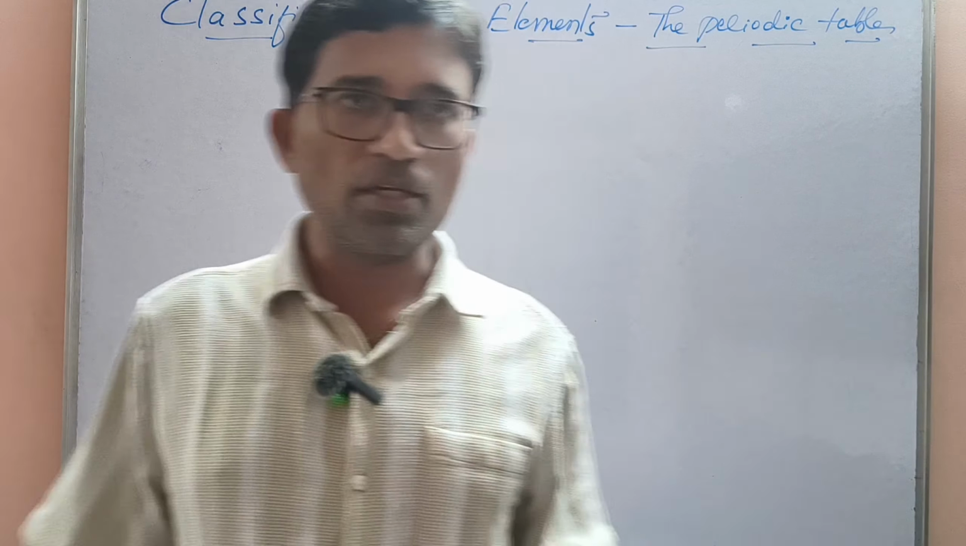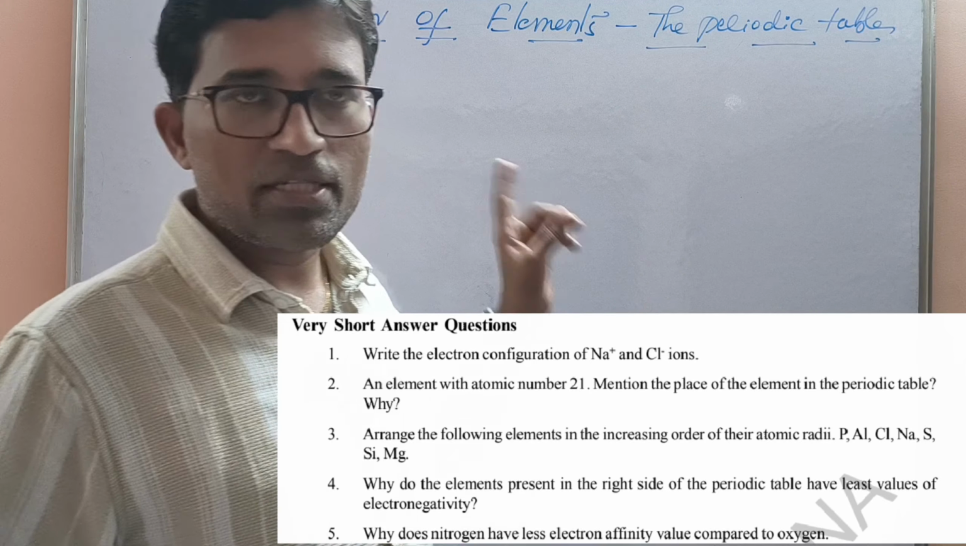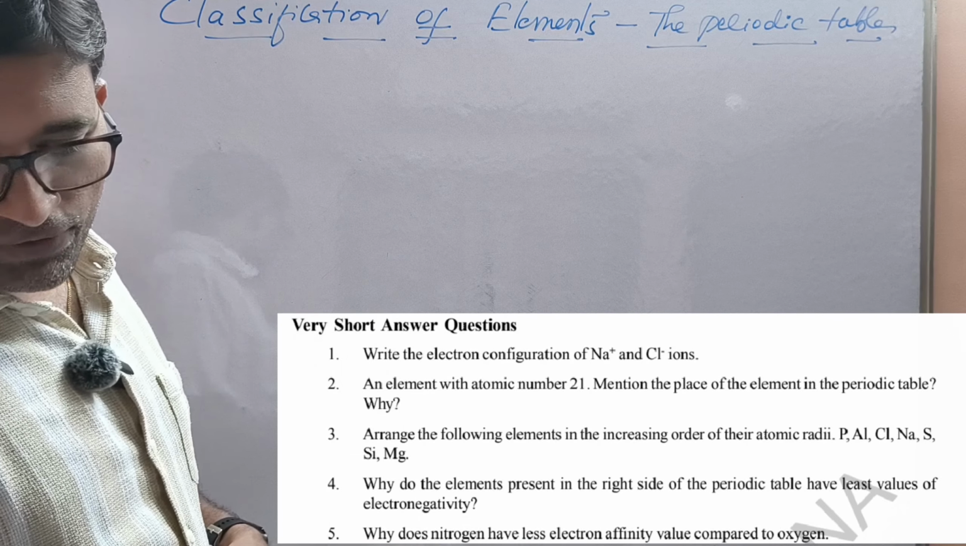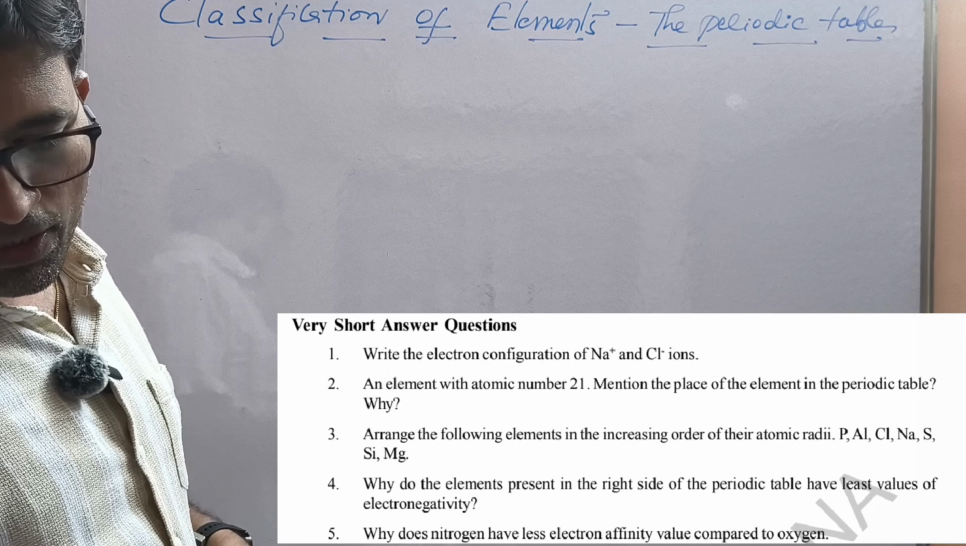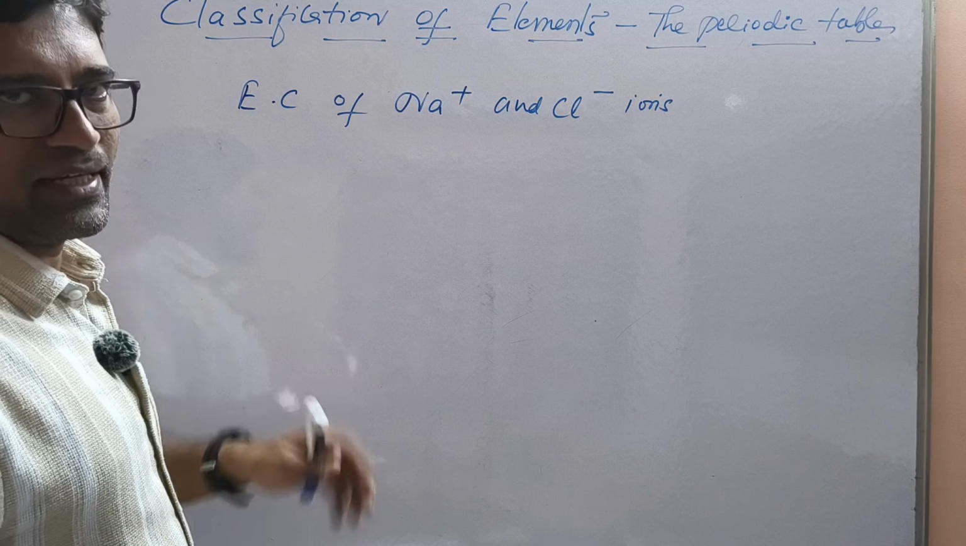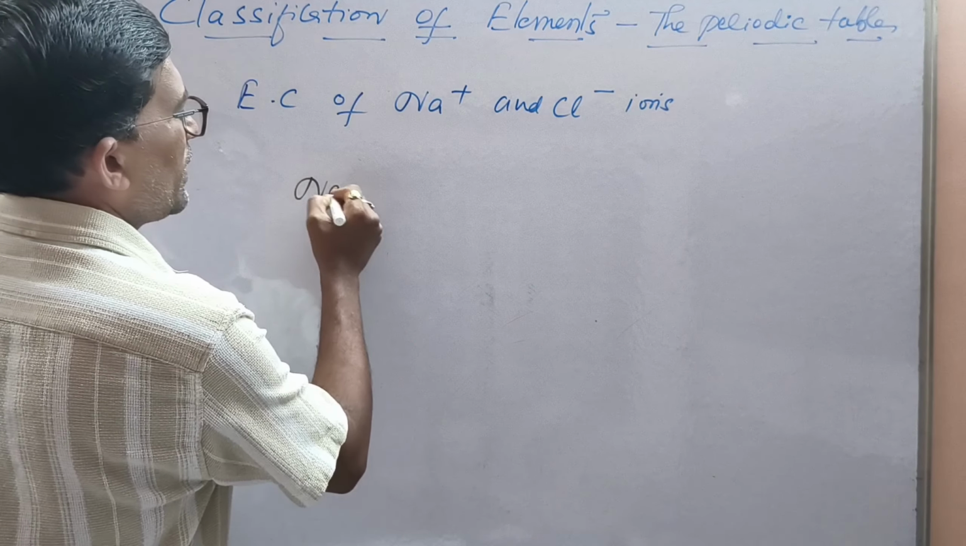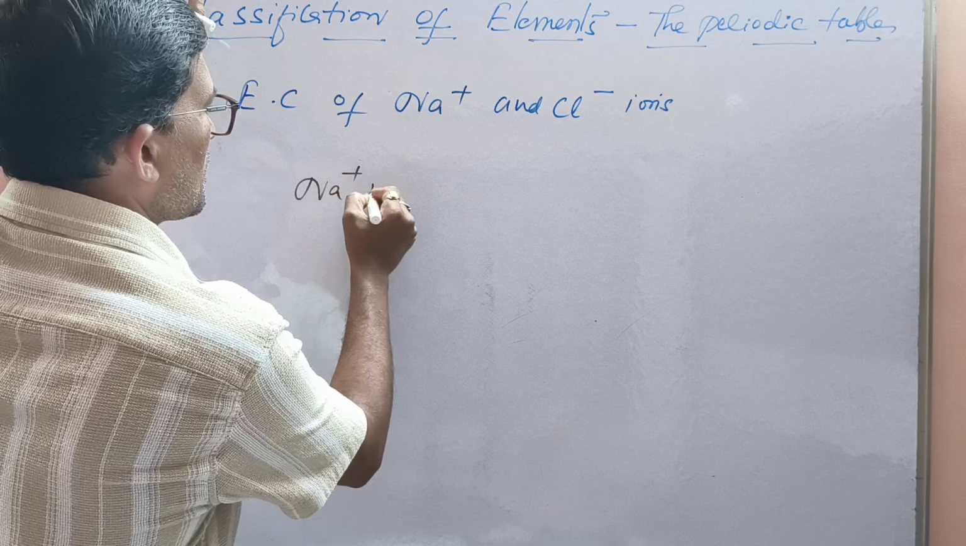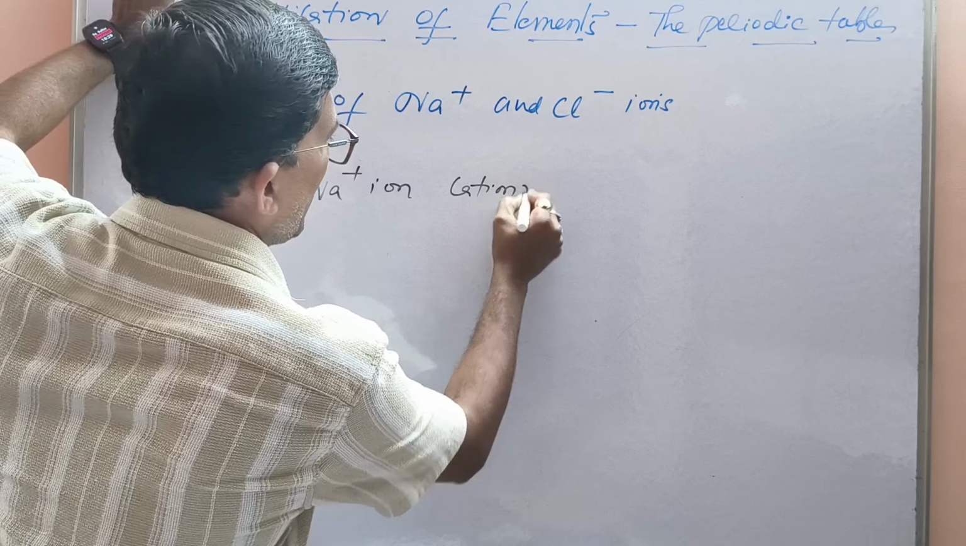Now, the first question given in Abhyasa Deepika, I will read out: Write the electronic configuration of Na plus and Cl minus ions. Okay, so Na is sodium metal, and Na plus means this is a cation. First of all, writing the configuration for the Na plus ion, which is a sodium cation.